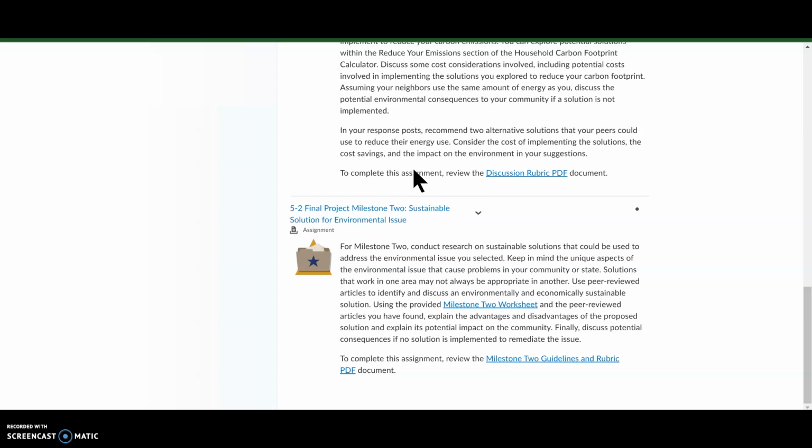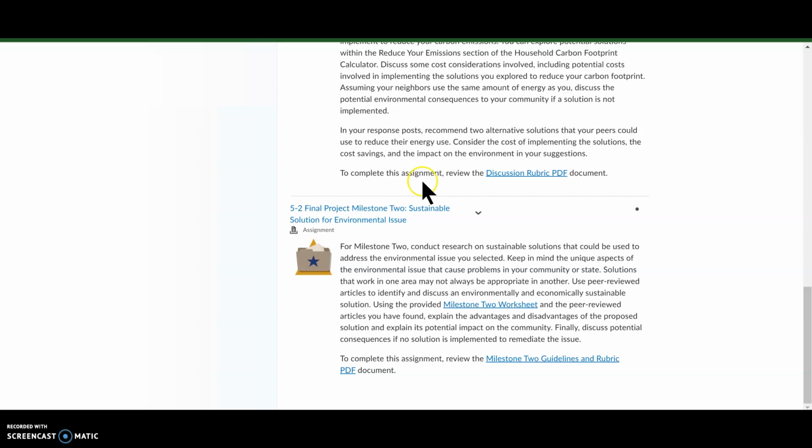Now, these sustainable solutions have to have peer-reviewed articles that are discussing how this is a sustainable issue for your proposed environmental issue. So this is where you'll want to have found two really good peer-reviewed articles from the Shapiro Library or from other journal articles or government websites that are discussing this issue.